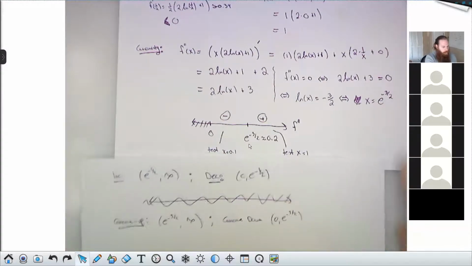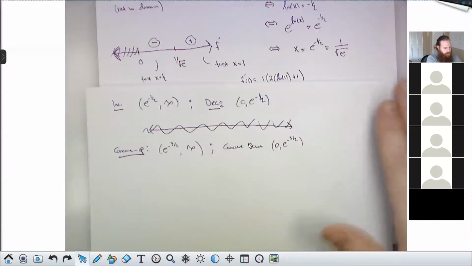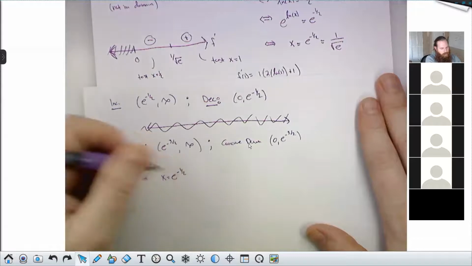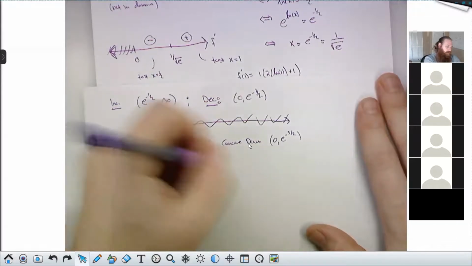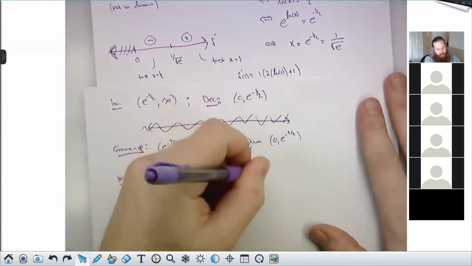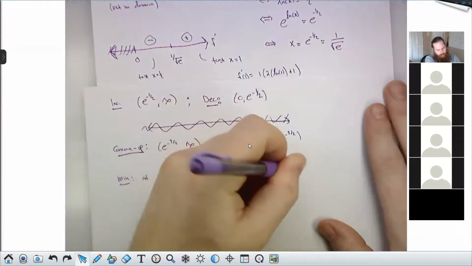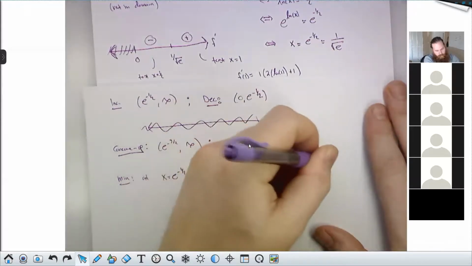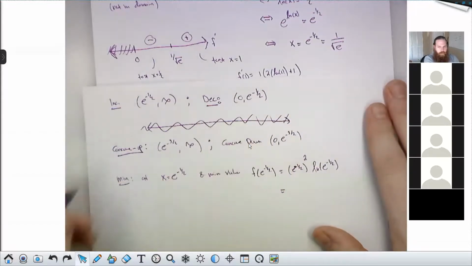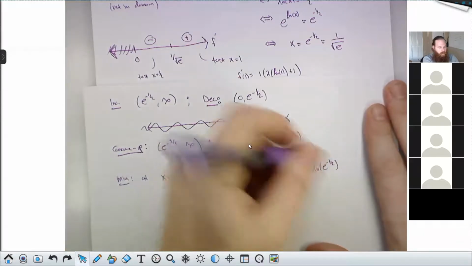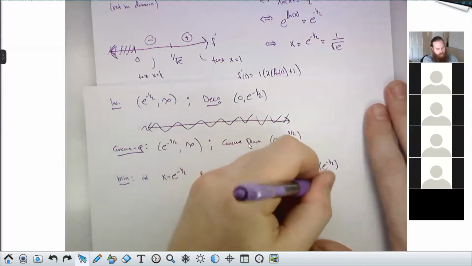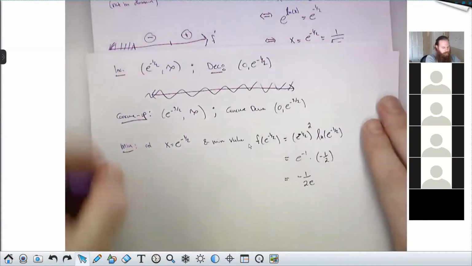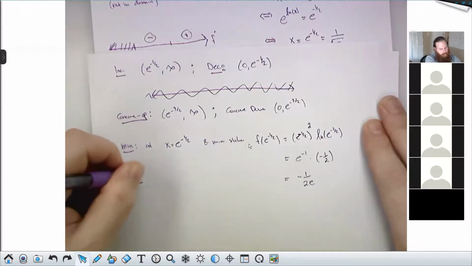This means we have a local min at x equals e to the negative 1/2. And the min value would be f of e to the negative 1/2, which is e to the negative 1/2 squared, times the natural log of e to the negative 1/2. If you square e to the negative 1/2, you get e to the negative 1. And the natural log of e to the negative 1/2 is just negative 1/2. So this would be negative 1 over 2e. That's your min value. Maxes, there were none of these.